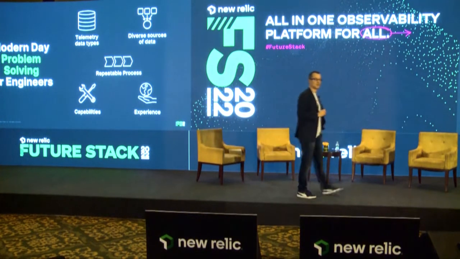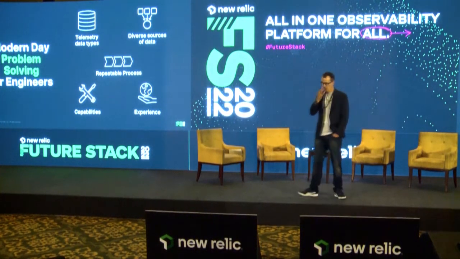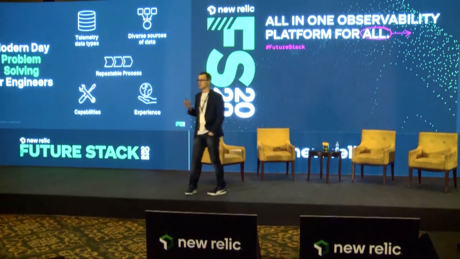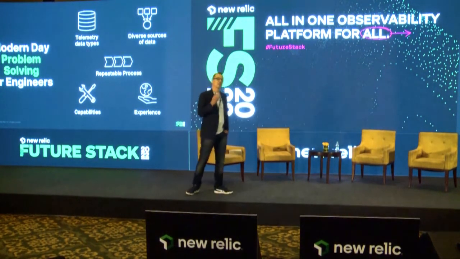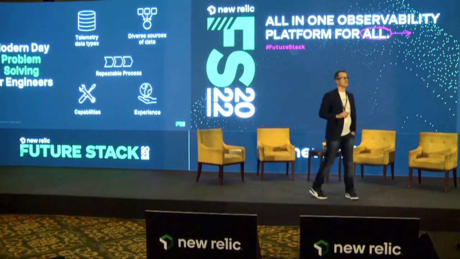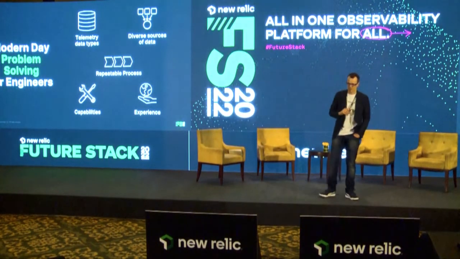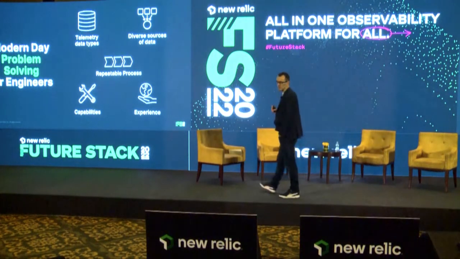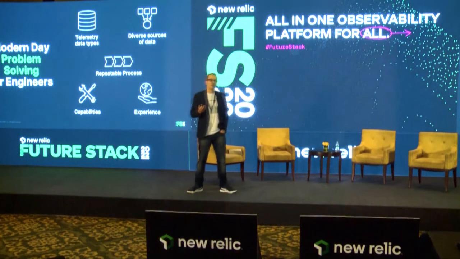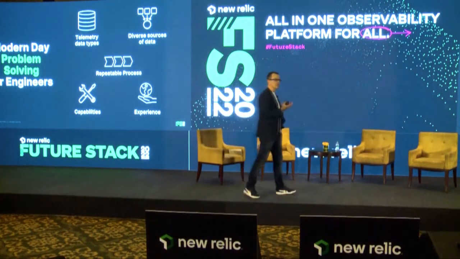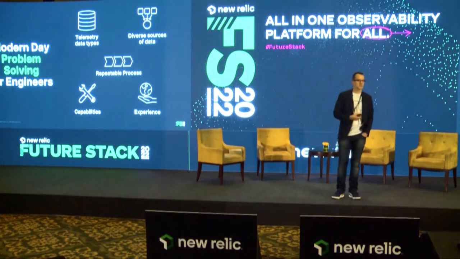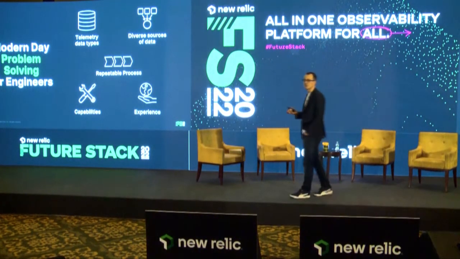Number 1, we need knowledge. We actually need to understand the different telemetry data types that New Relic collects, how they should be used, what questions you can answer with them, and what questions you can't answer with them. That's number 1. Number 2, we need diverse sources of data to look at a problem from different angles. If you look at lots of different graphs and telemetry data, you'll see a lot of coincidences. So how do we eliminate those coincidences? We need diverse data for that.